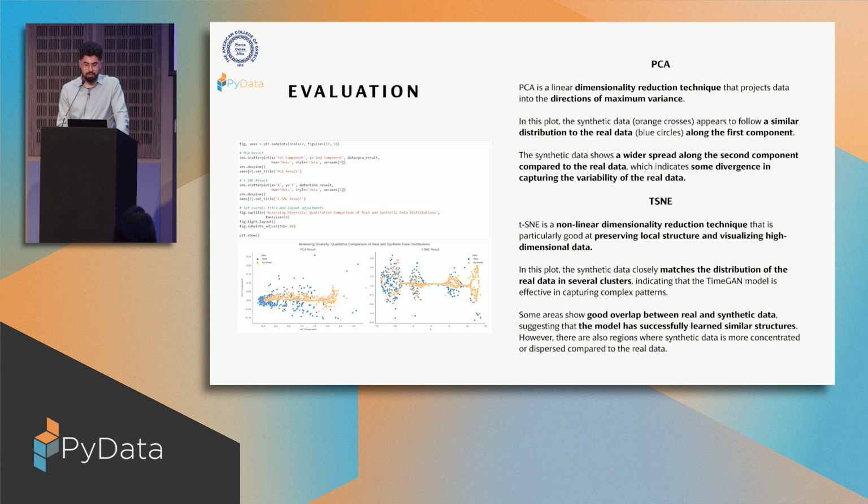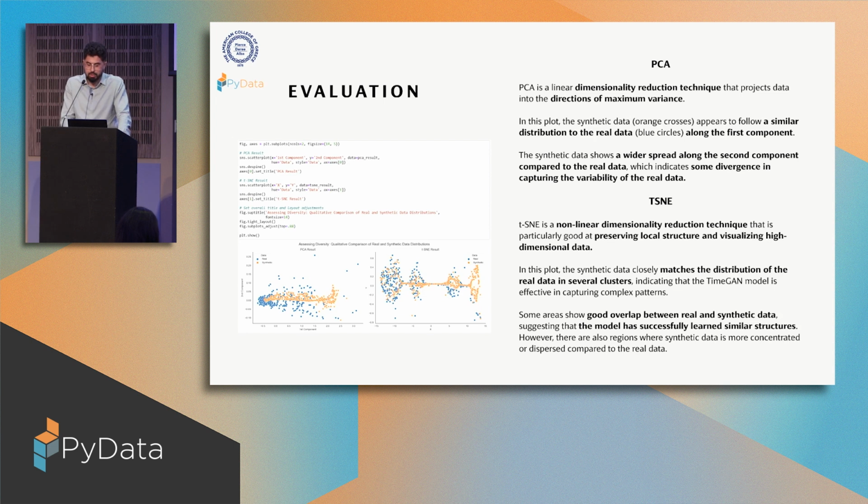Here's the evaluation with PCA and t-SNE, a linear dimensionality reduction and a non-linear one. As you can see, it appears to follow a similar distribution along the first component in the PCA, but it indicates some divergence in capturing the variability of the real data in the second component. While in the t-SNE, it has great results.